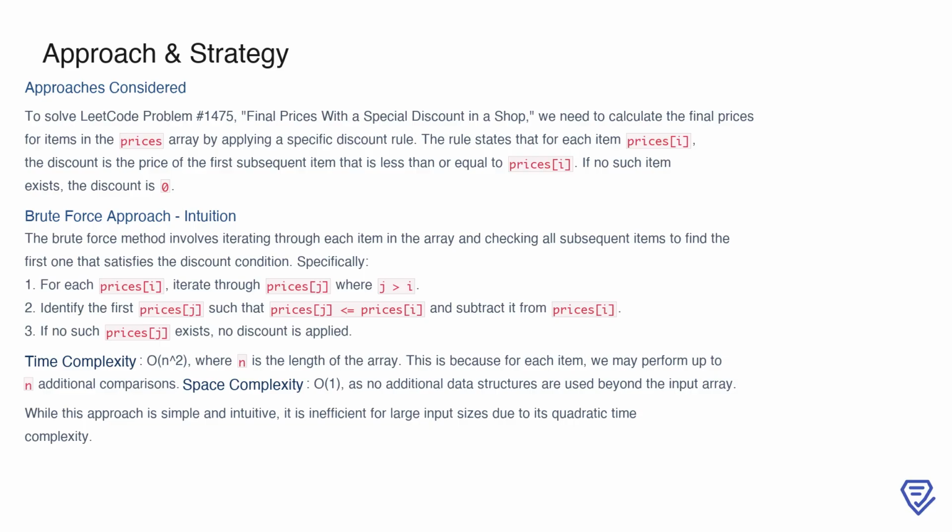To solve the problem of determining the final prices with a special discount, we need to understand the given rule. For each item in the prices array, the discount is determined by the first subsequent item that is less than or equal to the current item's price. If no such item exists, the discount is 0. A straightforward way to address this is the brute force approach. The idea is simple: iterate through each price in the array and, for every item, look at all the subsequent items to find the first one that meets the discount condition. Once found, the discount is applied by subtracting the smaller price from the current price. If no valid item is found, the price remains unchanged.